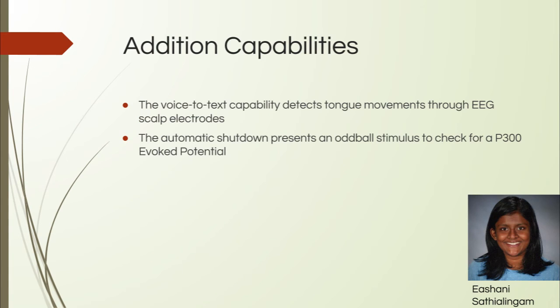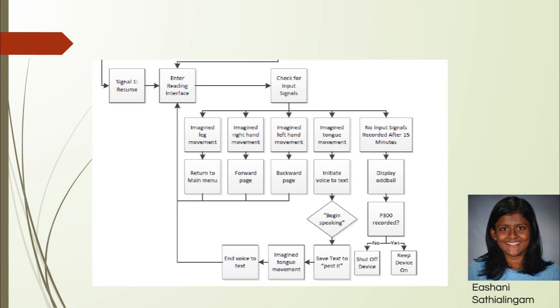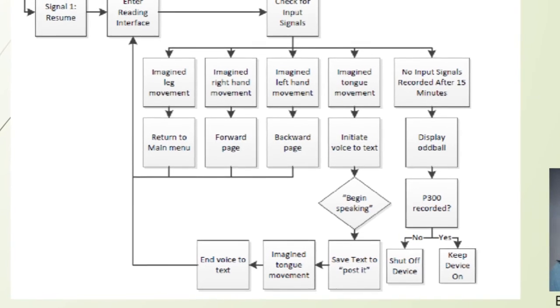Two special features that our device will contain are an automatic shutdown and the voice-to-text capability. Voice-to-text feature in our device permits the user to write notes while reading. This is an optional feature as some quadriplegics may have a hard time talking. This feature would be enabled by simply raising his or her tongue until it reaches the upper jaw. This tongue movement will be identified by EEG mu signals.